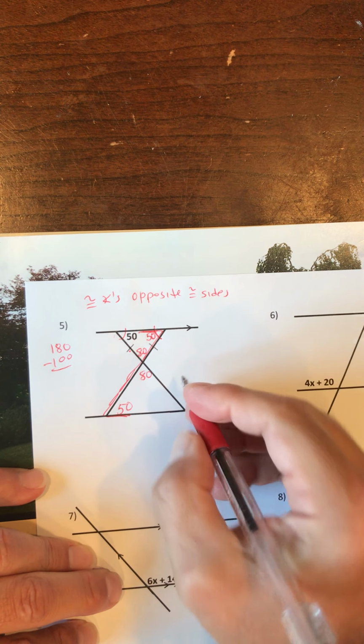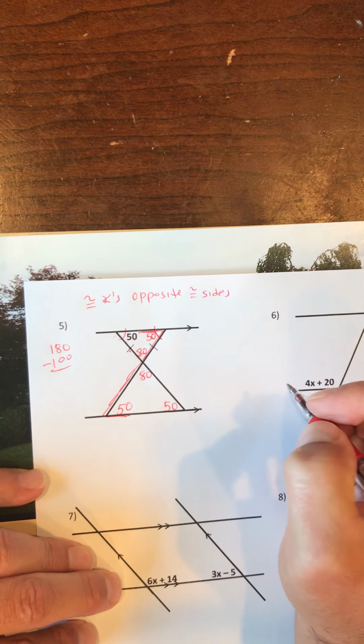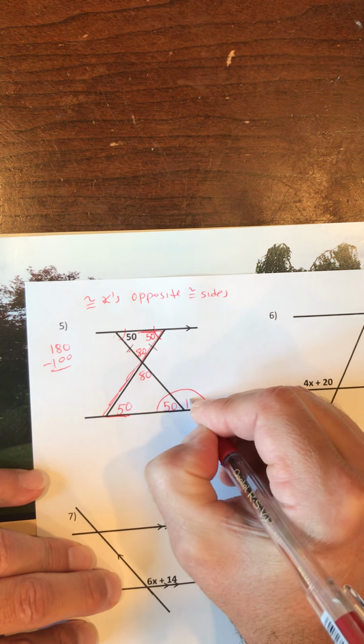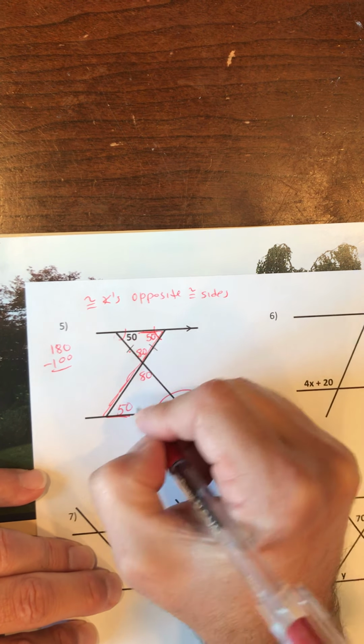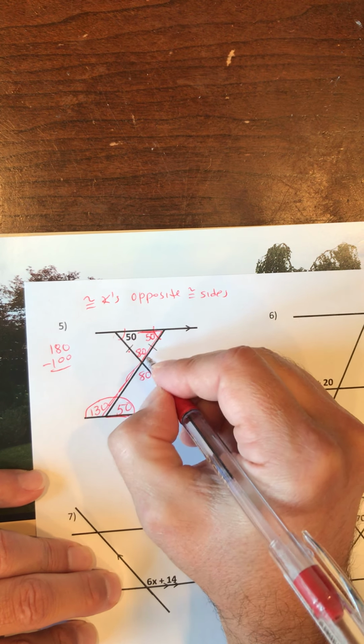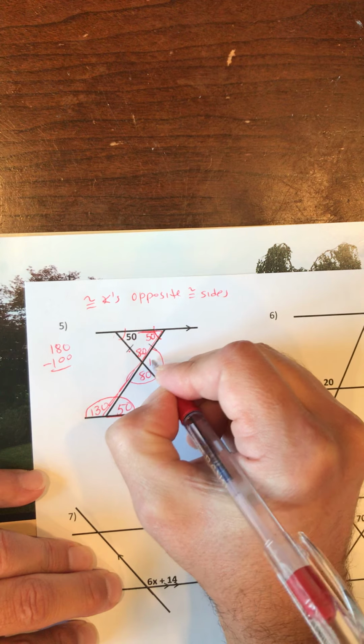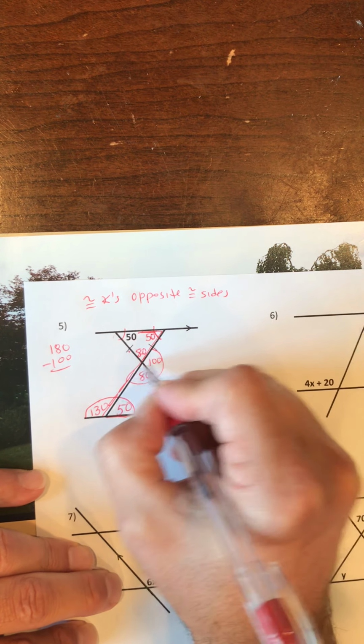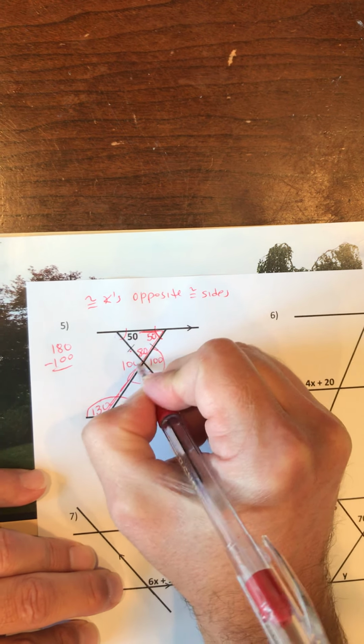Angles of a triangle, again, these three got to add up to 180. And then these are 180. These are 180, and the same story here. And then these are vertical, or you could do 180 again.